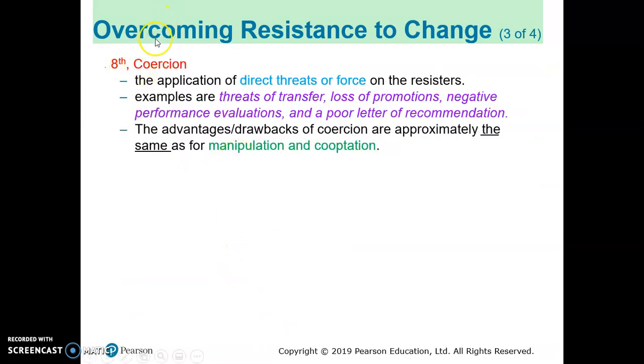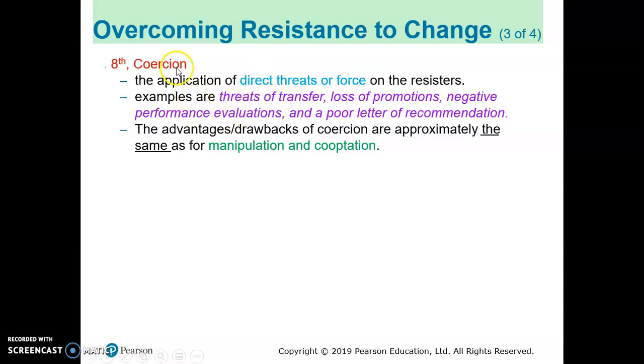One way to overcome resistance to change is by using force. Of course, using force is the last resort, because with force the change may not be long lasting. This application uses direct threats or force on the resistor. That means someone who resists change is met with force, like a threat.